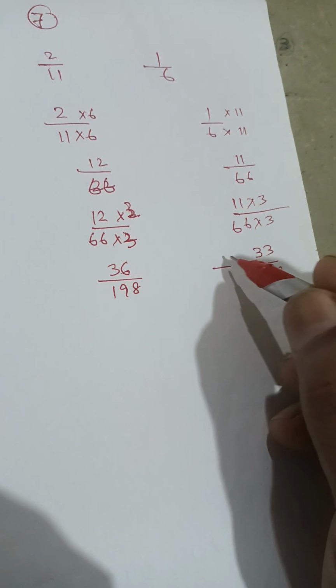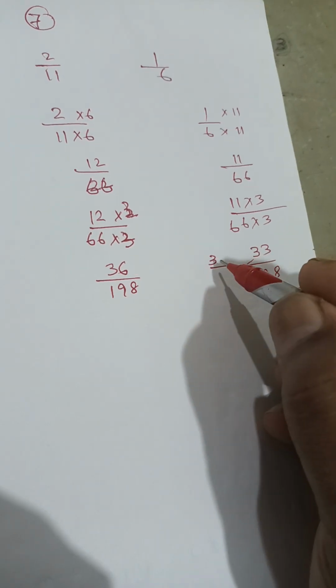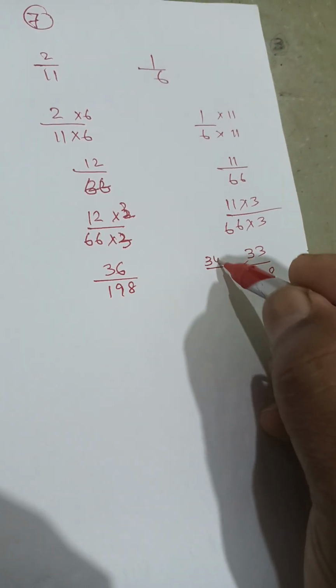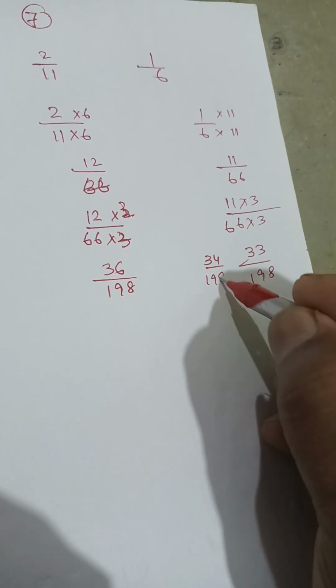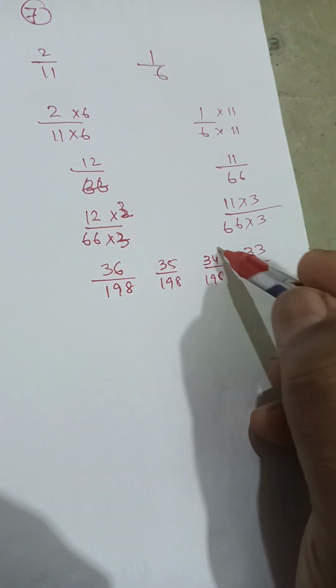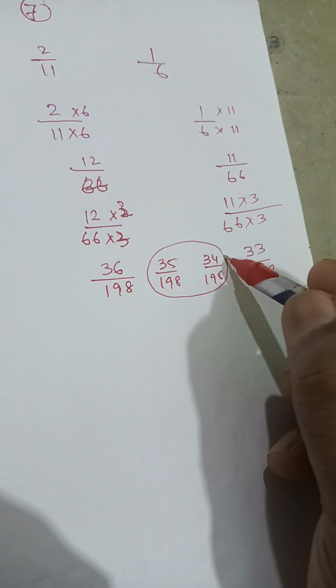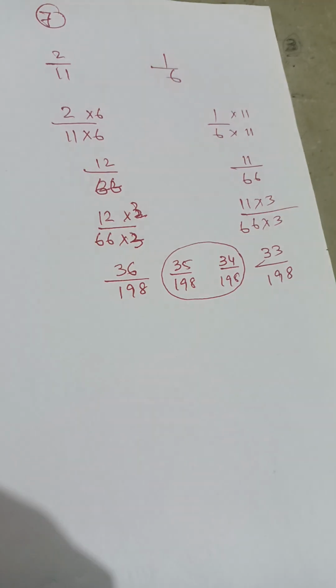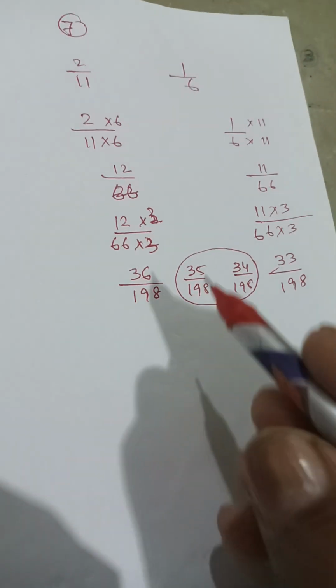So the middle rational numbers will be, one is 34 by 198, another one is 35 by 198. Okay, so these are the two rational numbers between these two. It can be done in another way also.